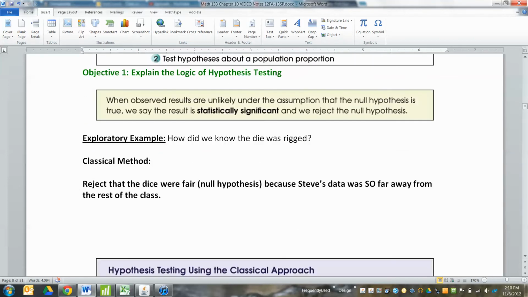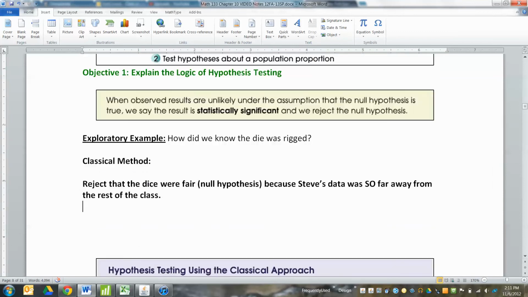exploratory example. So what does statistically significant mean? It means that we're going to reject the null hypothesis. That's what we're looking for. We're looking for the statistics of what we're doing to be significant enough that it supports the alternative hypothesis. All right? There are two ways that we can prove that things are statistically significant, i.e. reject the null hypothesis. We can use the classical method or the p-value method.